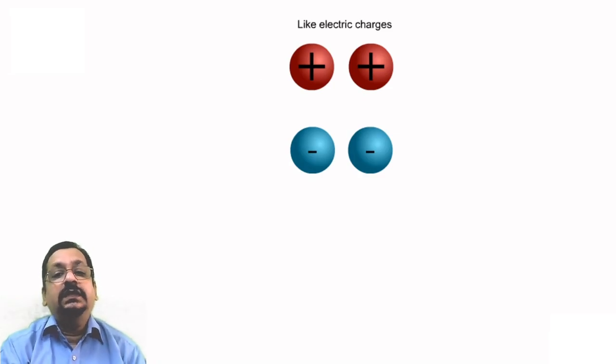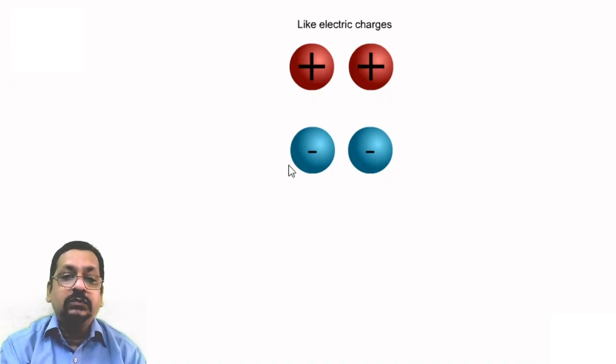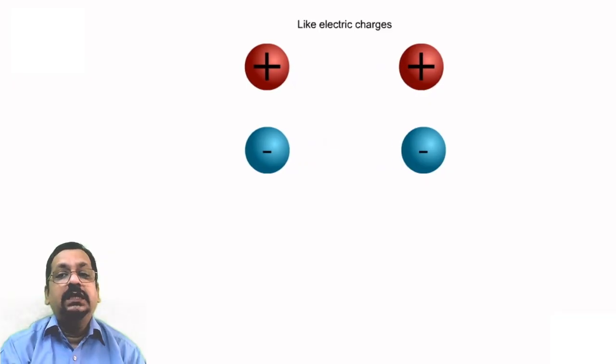See here, we have taken like electric charges. Like means they are of same nature. So here we have taken two positive charges, or you can take two negative charges. So these are the like charges. These are also a set of like charges. Now if such like charges are brought closer, what you will observe? They get repelled. They are moving away from each other. So there is force of repulsion between two like electric charges. That is what we observe.